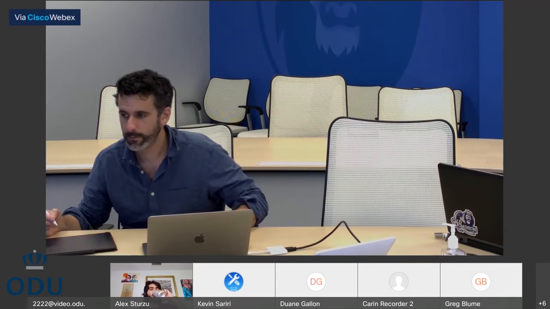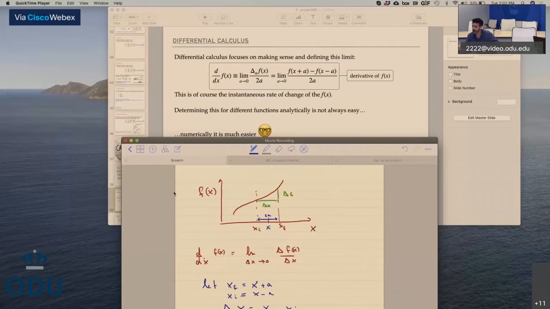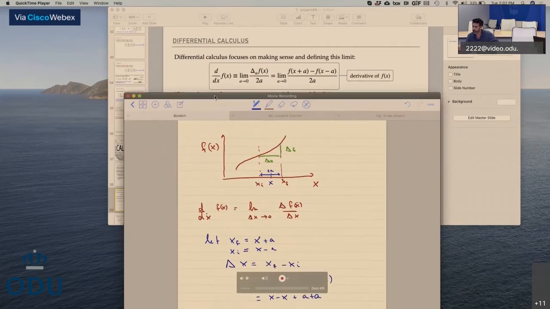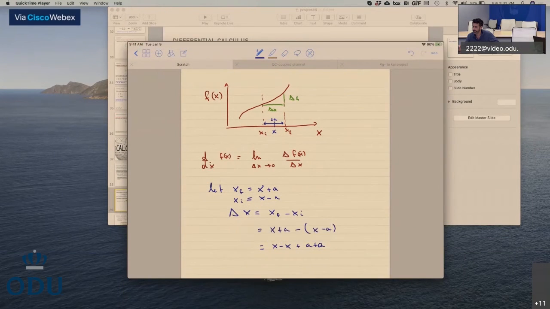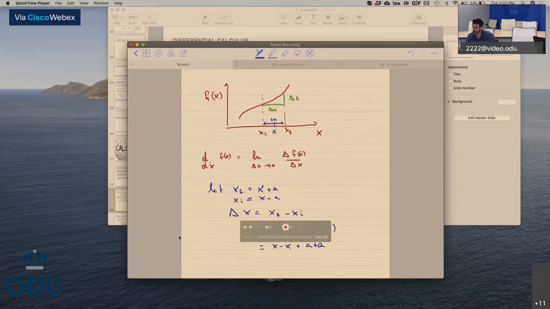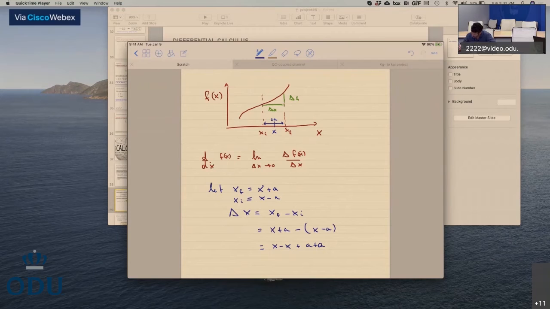Sorry. Can you see it? No, you cannot. There we go. Can you see it now? So I'm left with 2a.